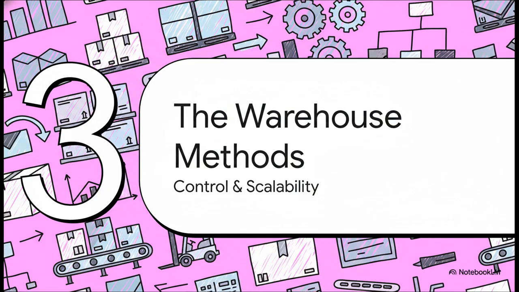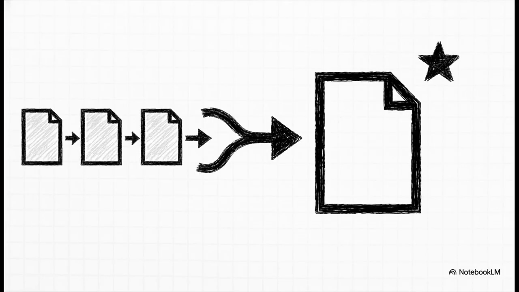These are built for more serious, dedicated warehouse environments, where you need more control, you need to separate your processes, and you need to be able to scale up. And that brings us to method 3, using a warehouse receipt.